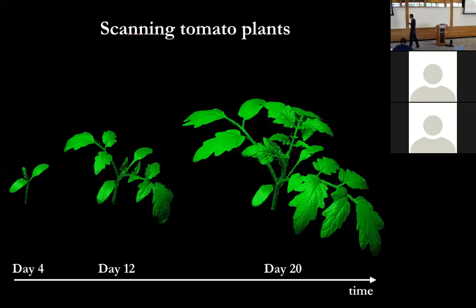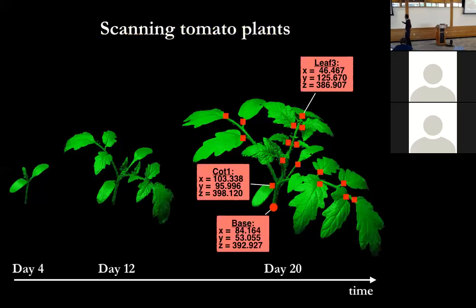And so we would scan the plants, and then literally what we would do, Adam would go in and just take points along the architecture. So he clicked on the base of the plant. We got some XYZ coordinates, and then we clicked on the base of every single leaf or leaflet that emerged, and we got those XYZ coordinates. And literally the only input to our algorithm was this set of XYZ coordinates that we used.